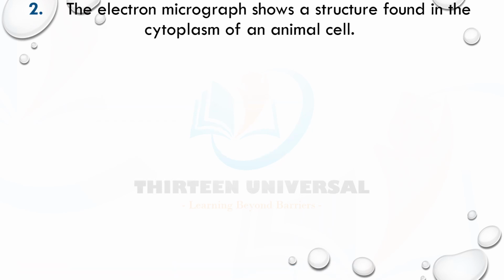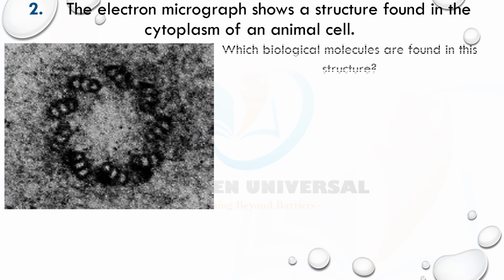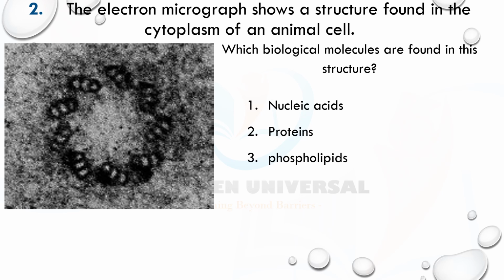It says the electron micrograph shows a structure found in the cytoplasm of an animal cell. That's the structure. Which biological molecules are found in this structure? Nucleic acids, proteins, phospholipids. Is it A, B, C or D? Pause the video and try. So the question is, what structure is this?